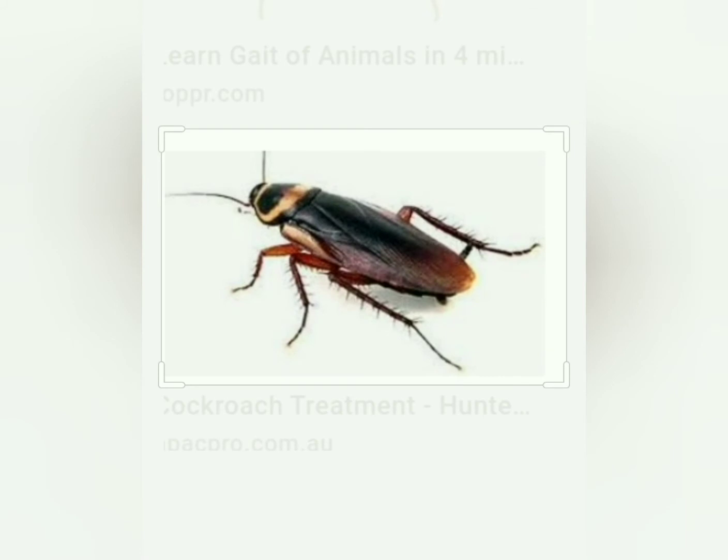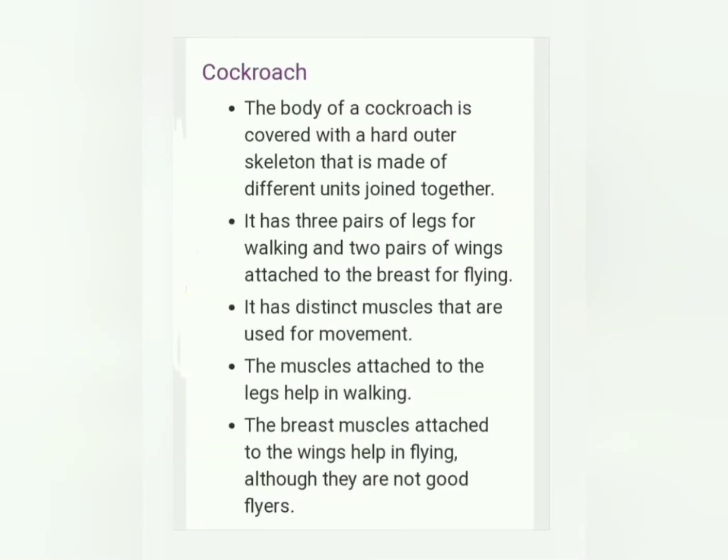Observe the picture of the cockroach. The cockroach has an outer skeleton. See students, the cockroach has 3 pairs of legs. By using 3 pairs of legs, the cockroach can walk. Observe the two pairs of wings. Two pairs of wings help the cockroach to fly. The cockroach has an outer skeleton.